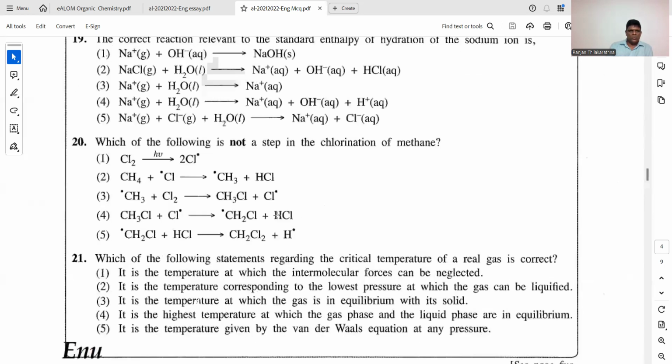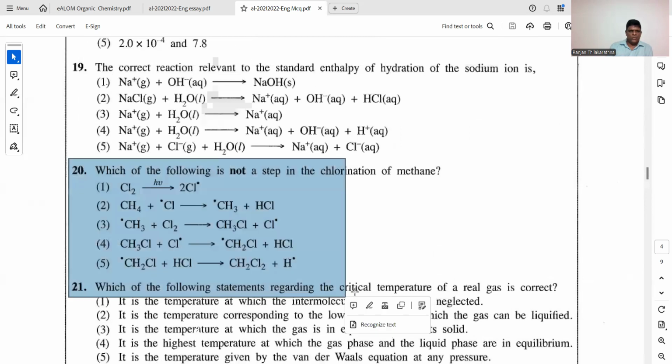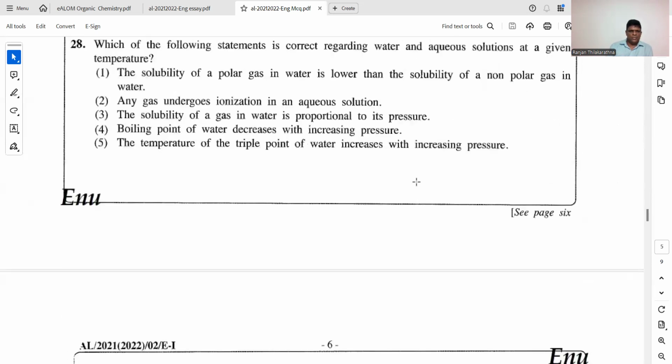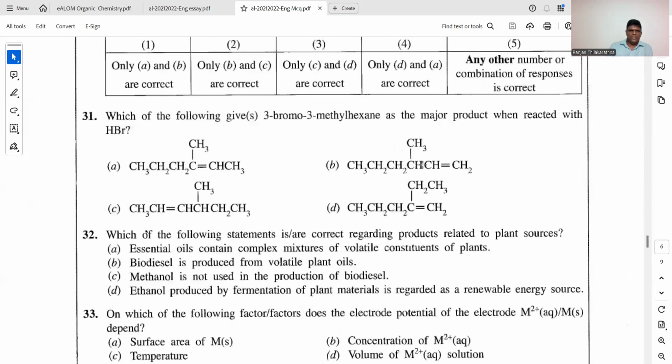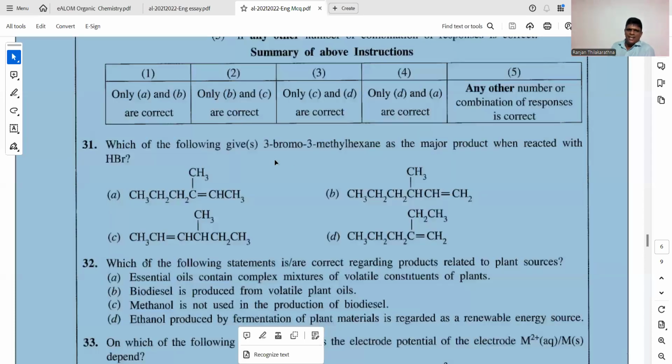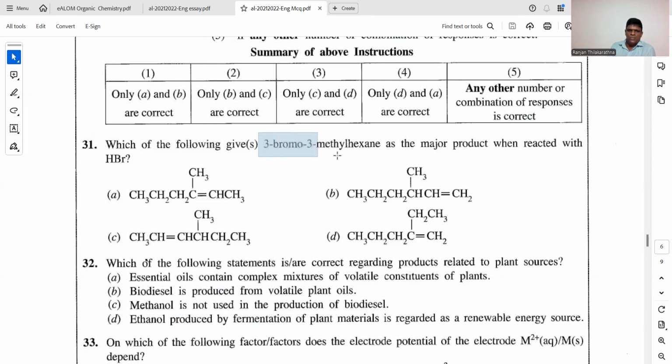See, this is also an organic chemistry question. I hope you have seen that these are organic chemistry questions. Here, there's a double bond. That means unsaturated. Alkene. This is an alkene. See how to name this compound.